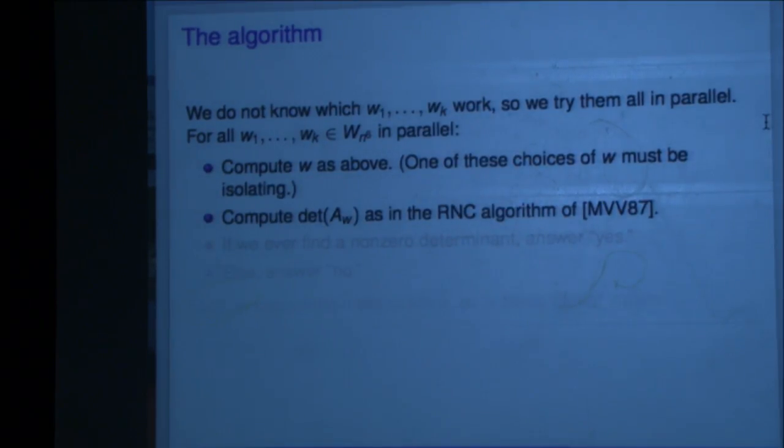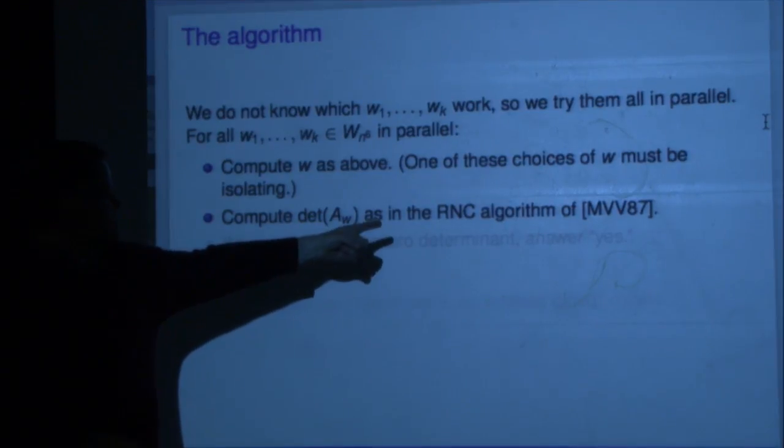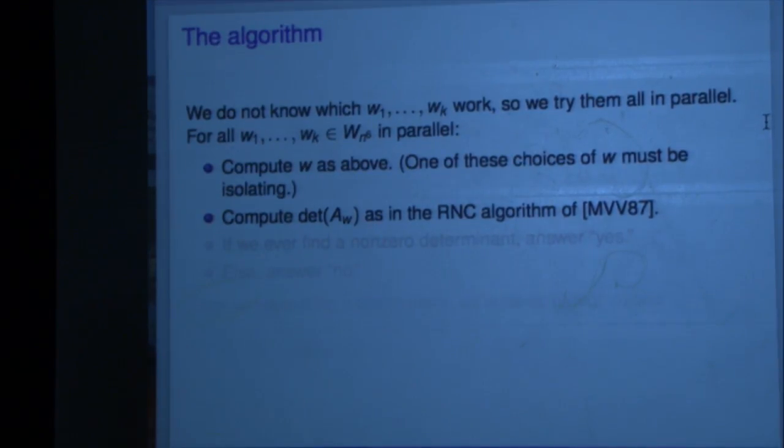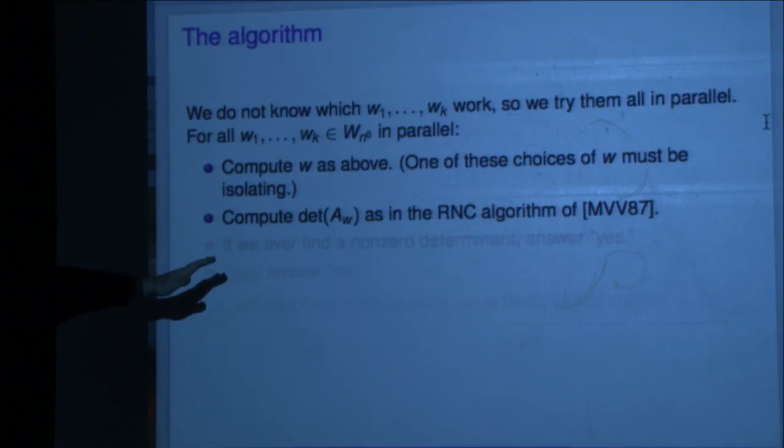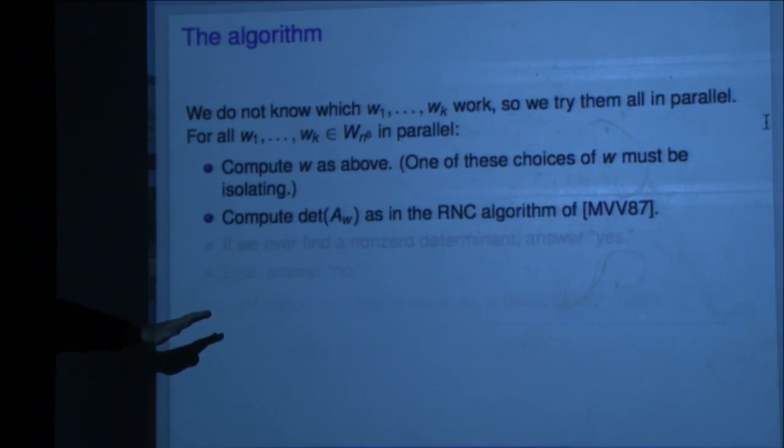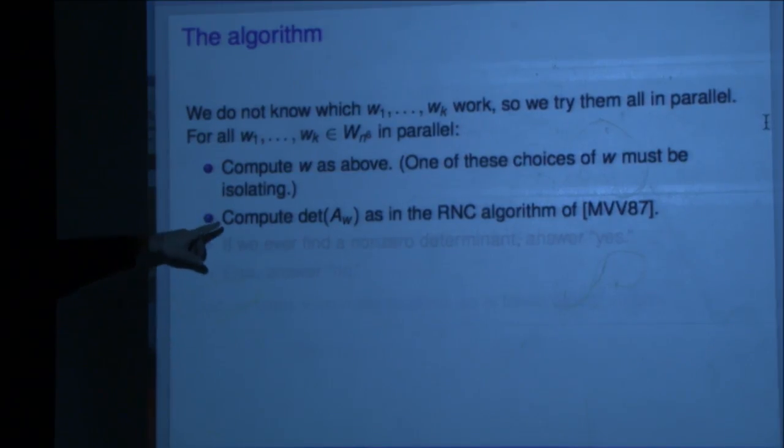One of these choices has to be isolating. So what we do is we try all of these in parallel. That will be 2 to the big O of log squared of n. That's where the quasi-NC comes in. And for each one of them, we compute this determinant, as in the RNC algorithm of MVV. For bad choices of W sub I, you might get 0, so you don't get the right answer. But if G has a perfect matching, the determinant for the correct W's is going to give you a non-zero determinant. And if G does not have a perfect matching, then you'll never get anything different from 0. So you run all of these in parallel, and if at least one of these determinants is non-zero, then you know that G has a perfect matching.